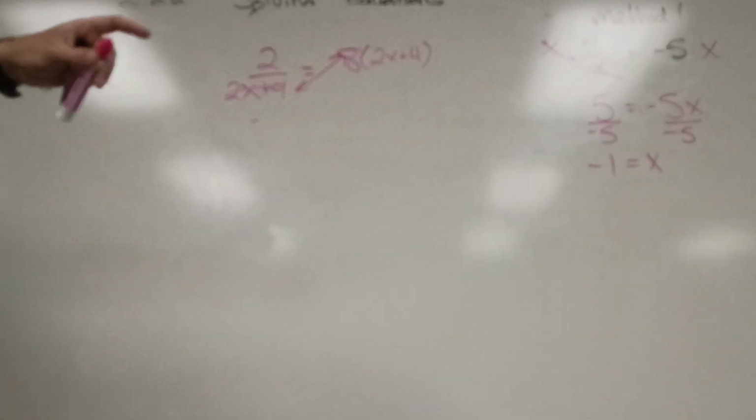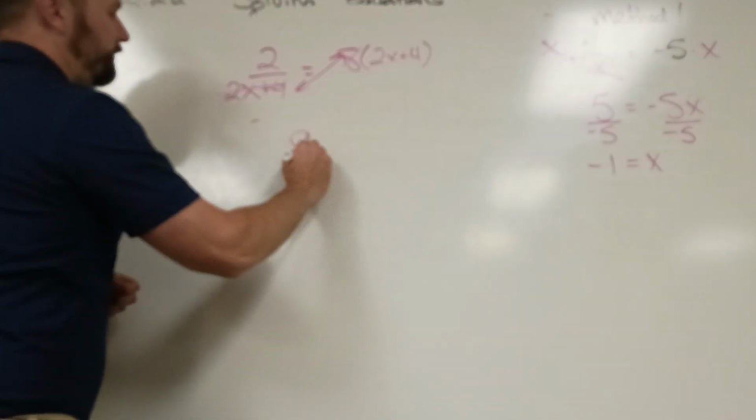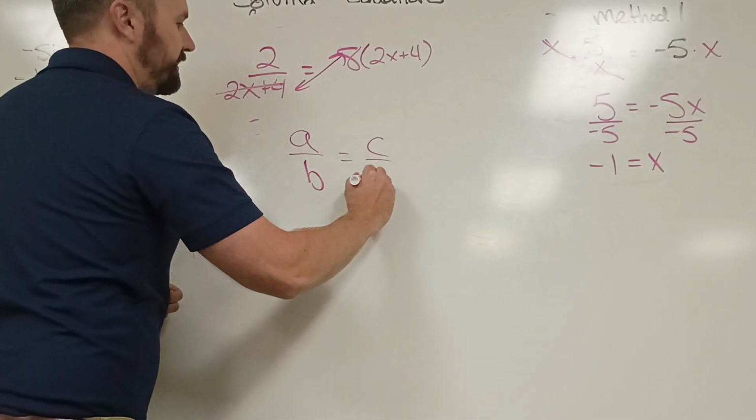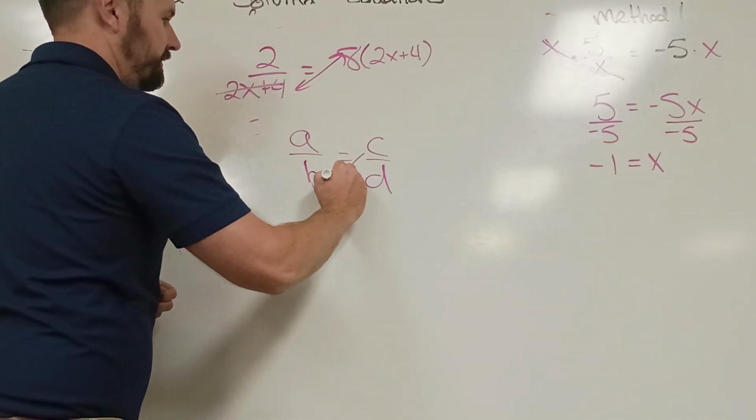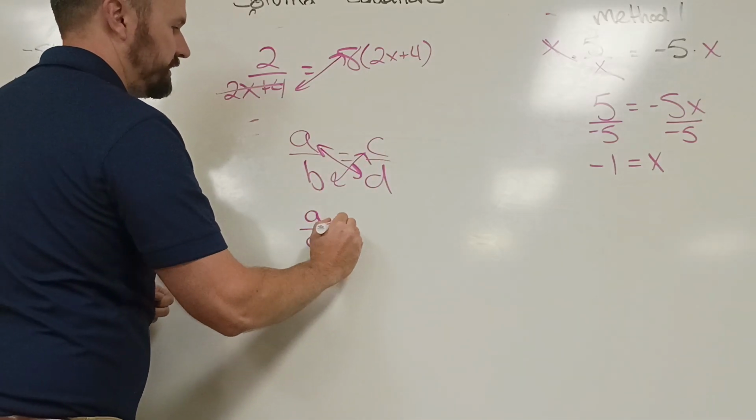Like either of the methods? Always. It'll always work. That's actually a mathematical formula. If you have a over b equals c over d, you can switch out either part always. So like a over c equals b over d.